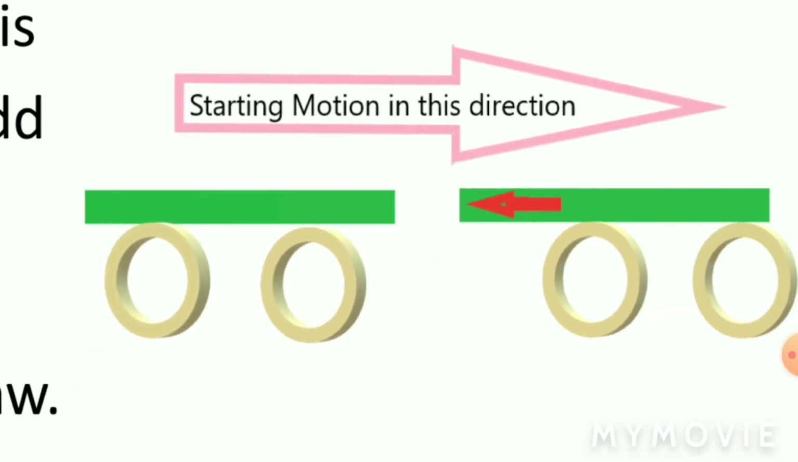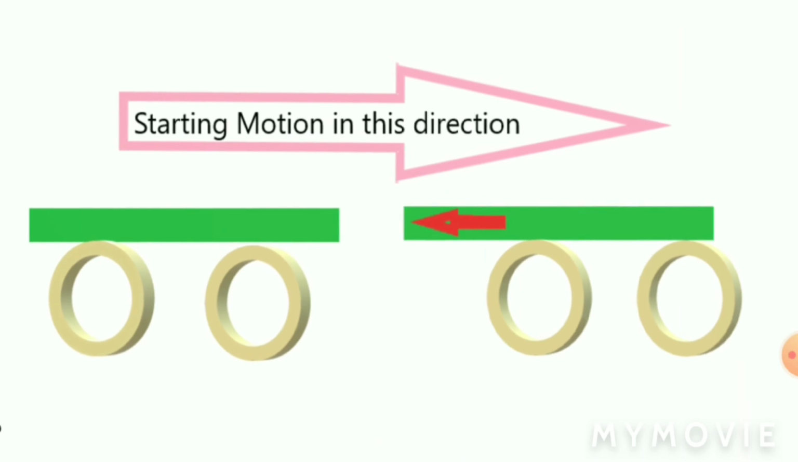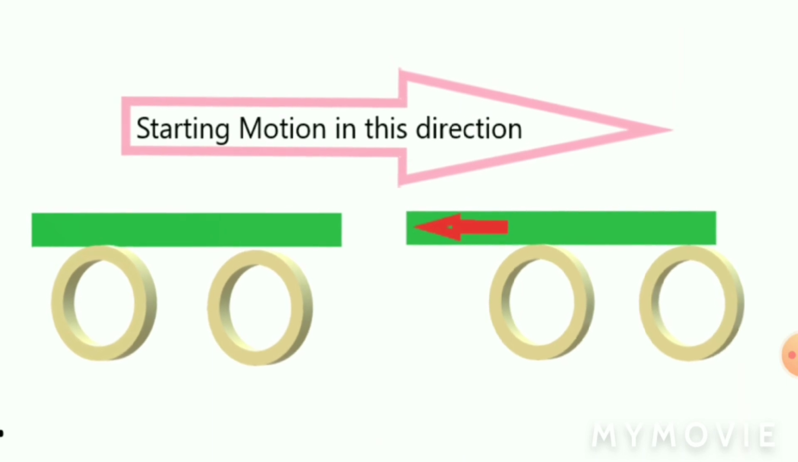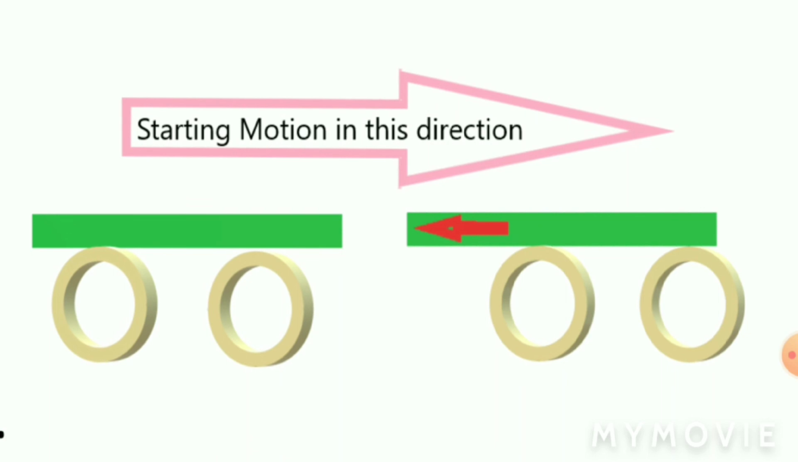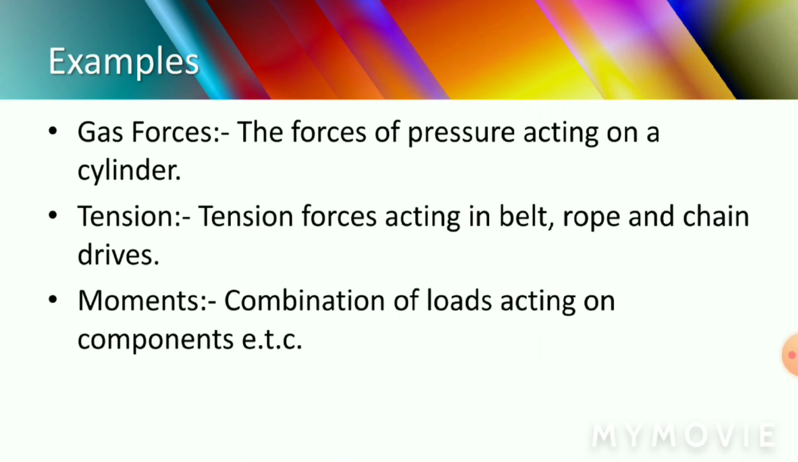By suddenly applying load on it, a resisting force acts in the backward direction. That resisting force, in the red symbol, is nothing but the inertia force. Other examples, gas forces. These act due to pressure acting on a cylinder, or the force exerted by flowing wind on a wind turbine blade. All those forces are considered to be gas forces.